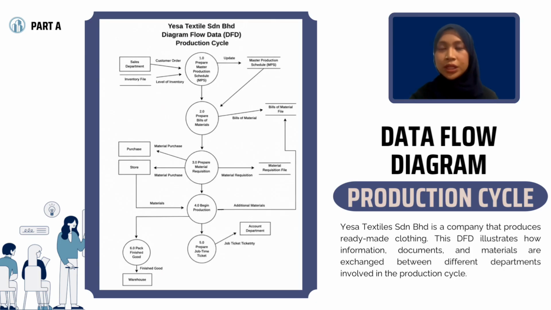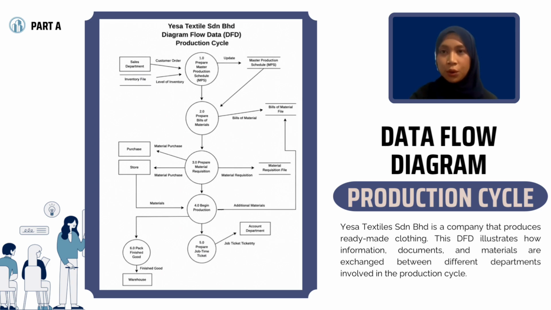Process 2, which is to prepare the bills of materials. Using the MPS, the system prepares the bills of materials, which lists all the raw materials needed for production. This information is then recorded in the bills of materials file, so the company can determine the exact material required before production starts.